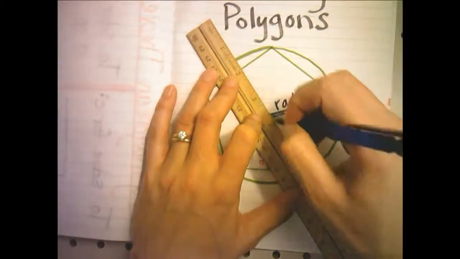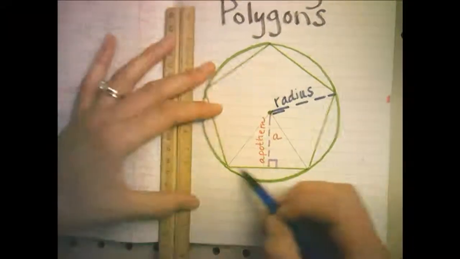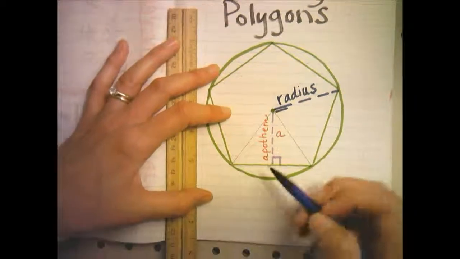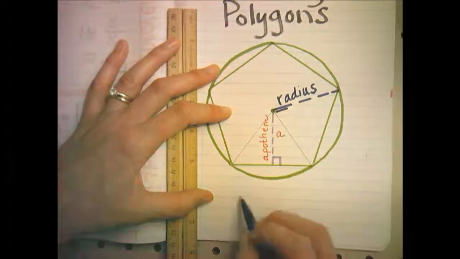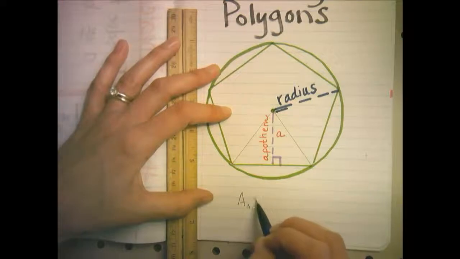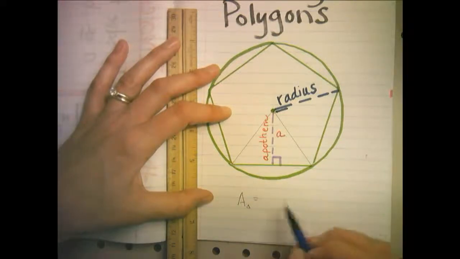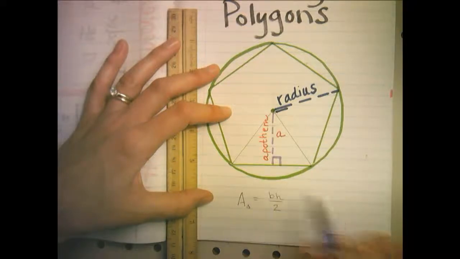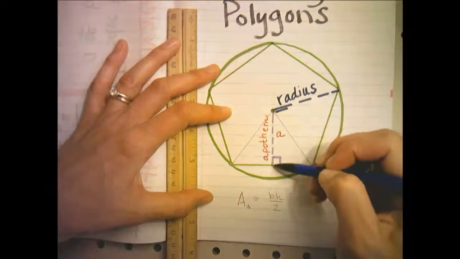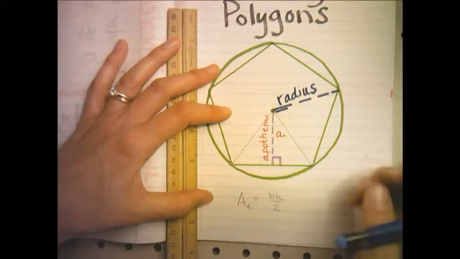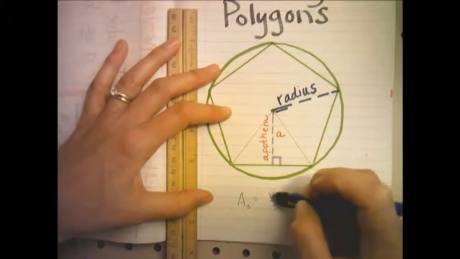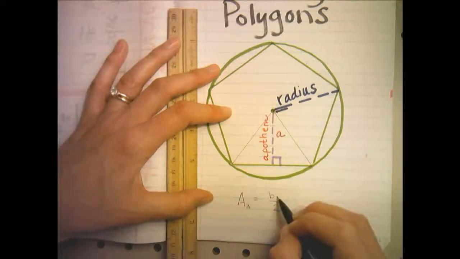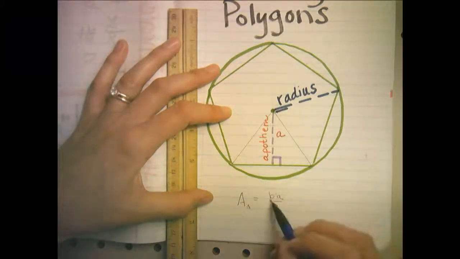If I draw a line, another radius, what shape am I making? Yeah, do you see the triangle that I made there? How do I find the area of a triangle? Yeah, the base times the height divided by 2. So this is the base. This is the height. What do we call the height now? Yeah, so I could erase this height and say A, right? The base times the apothem divided by 2.